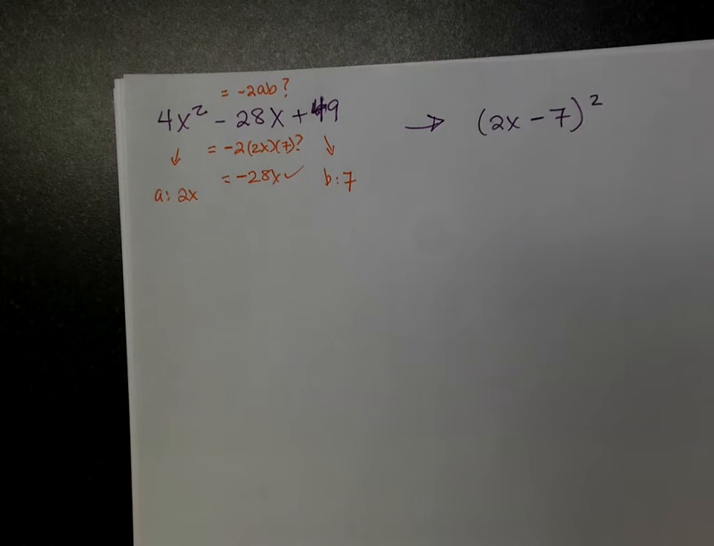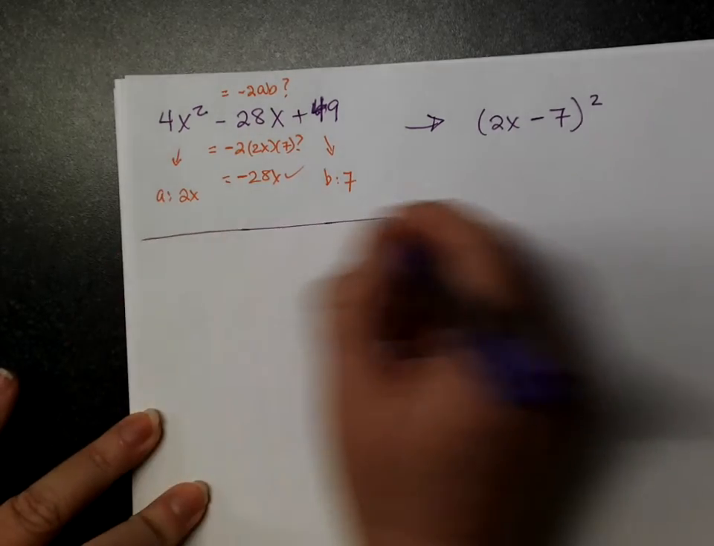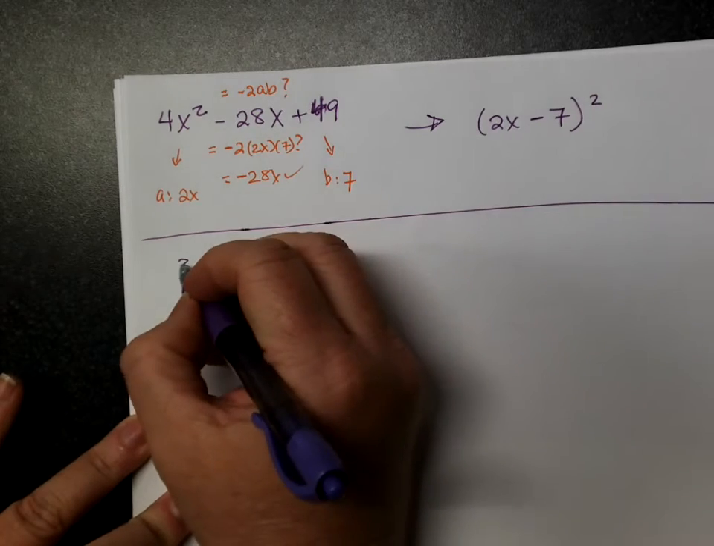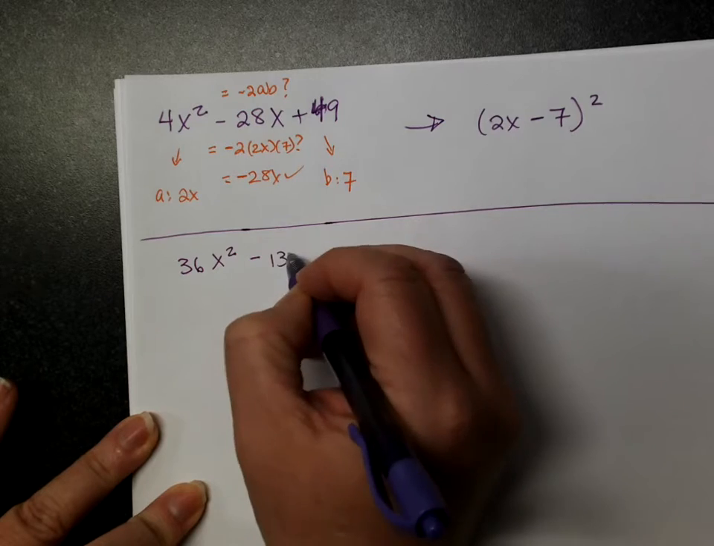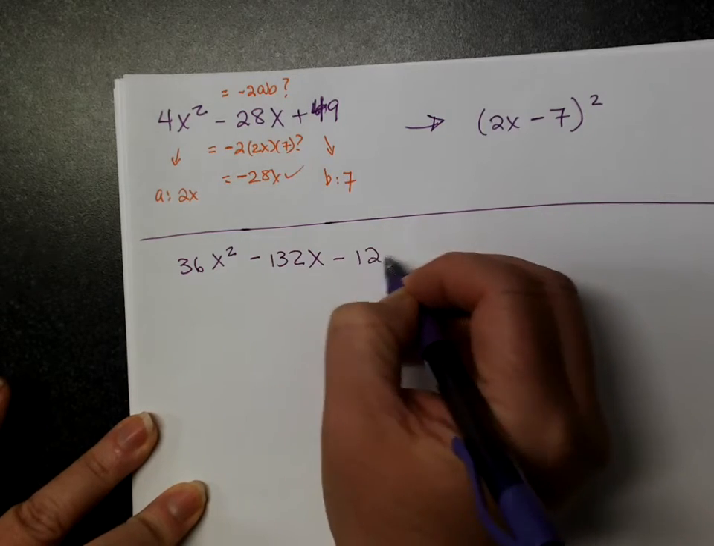Now I want to make sure I keep up with what I did in my 8 a.m. class, which is showing the substitution method. But I just want to point out one thing real quick. I won't work this one all the way through. But say you've got 36x squared minus 132x minus 121.